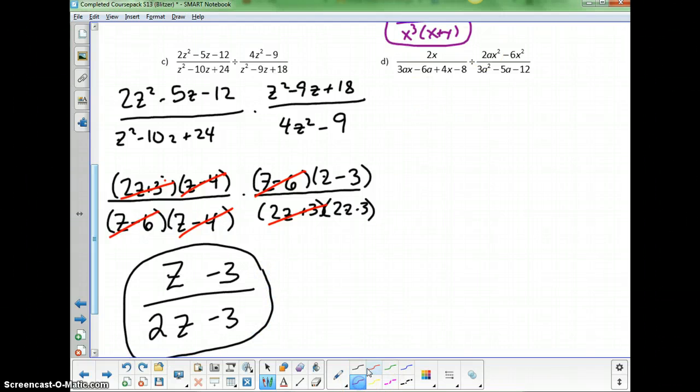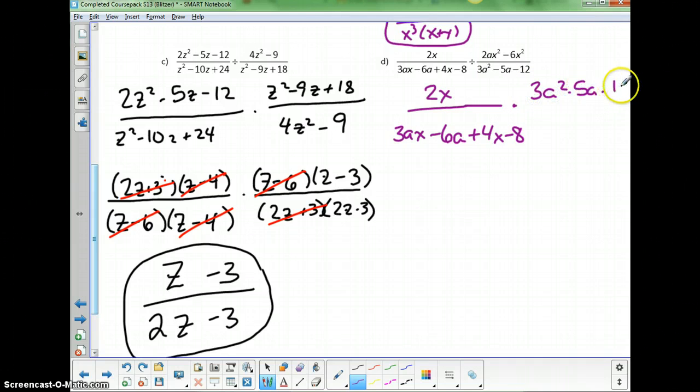Okay. And let's look at part D. So rewriting, I'm going to start with 2x over (3ax minus 6a plus 4x minus 8) times (3a squared minus 5a minus 12) over (2ax squared minus 6x squared).